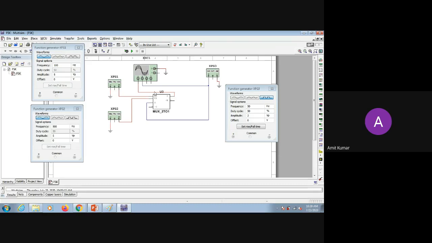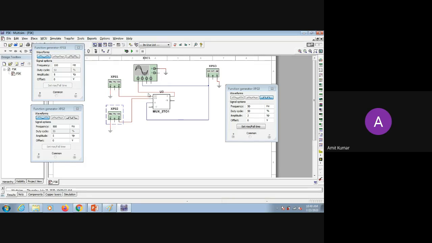So now if you see here, we have three function generators. The first function generator, XFG1, is generating a 100 hertz frequency. The second is generating 500 hertz. So this will be your higher frequency and this will be a lower frequency. A is your selection line.